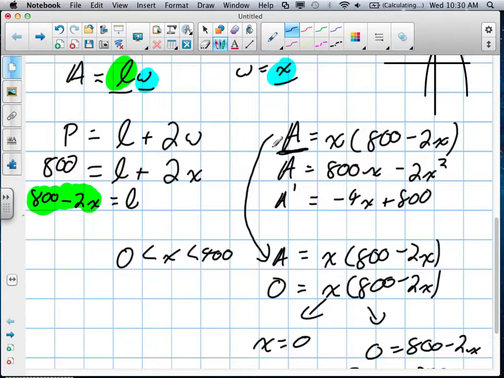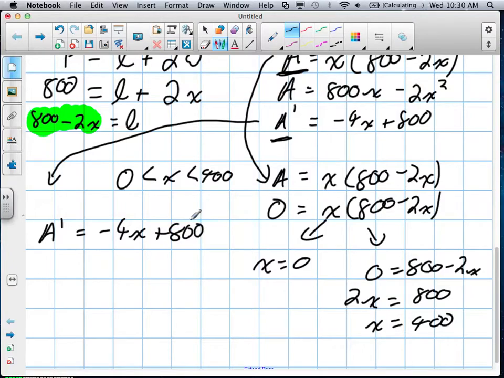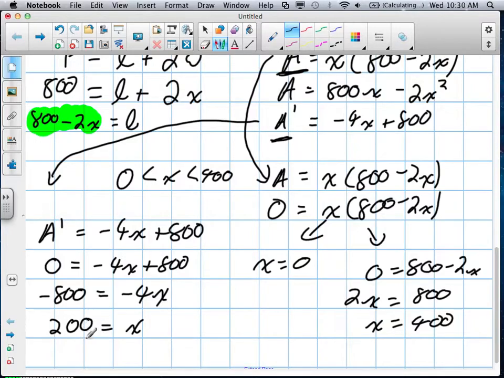So now we're going to take our derivative formula and move it over here. A prime equals negative 4x plus 800. And we're going to set it equal to 0. That's going to help us find a tangent to this curve. So when the slope is 0, negative 4x plus 800, we solve for x. We'll get negative 800 equals negative 4x. x is equal to 200. So that's the turning point on this graph, at 200.